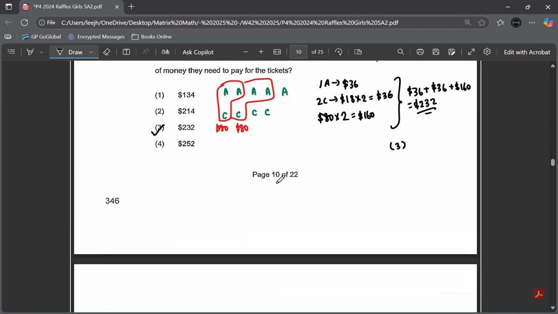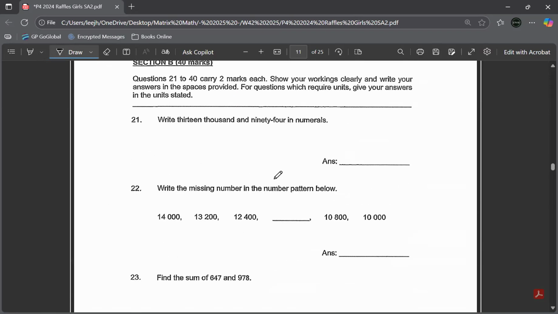Section B already. Question number 21. Write 13,094 in numerals. 13,000 has 3 zeros, then 94. So no hundreds, then 94. 13,094.